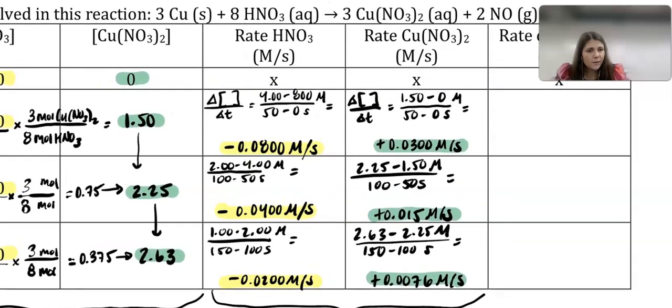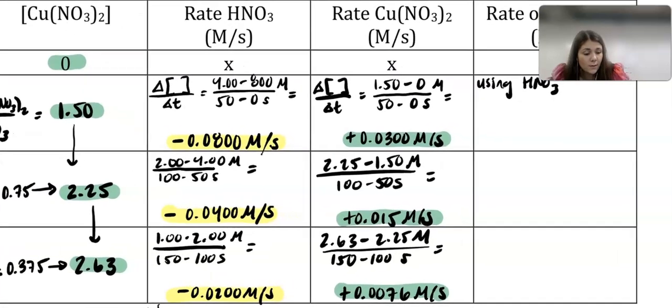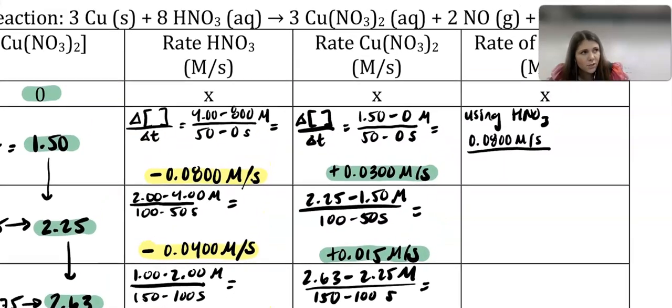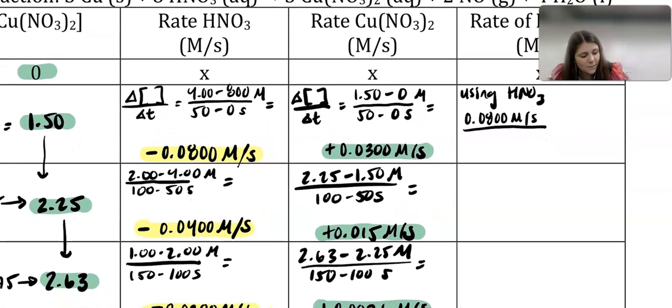So if we look up here, if I use nitric acid while ignoring the negative, so I'm going to take the rate 0.0800 molarity per second, and its coefficient in the balanced equation is 8. I get 0.100 molarity per second.